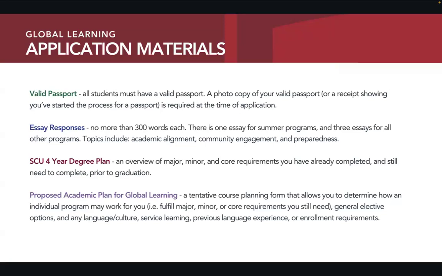Then they submit a proposed academic planning for global learning programs. So depending on the programs they're looking at, they can apply up to 3. Each program is going to look vastly different for what they can do for them in terms of fulfilling major, minor, core requirements or general electives. And so that specific plan is helping them see, okay, if I were to go on this program, this is what that program would do for me. This is how my 4-year degree plan might look different to accommodate that experience.